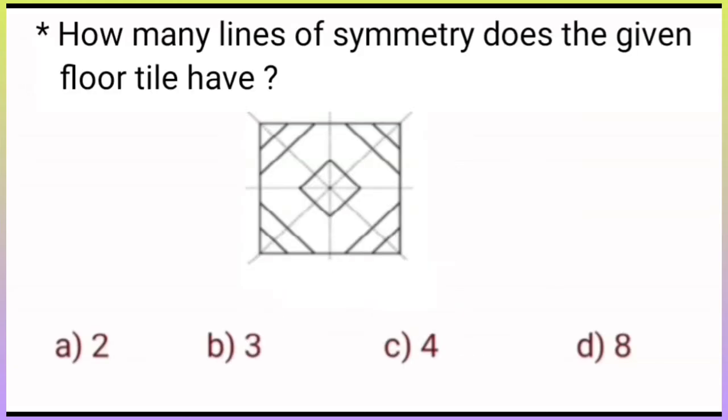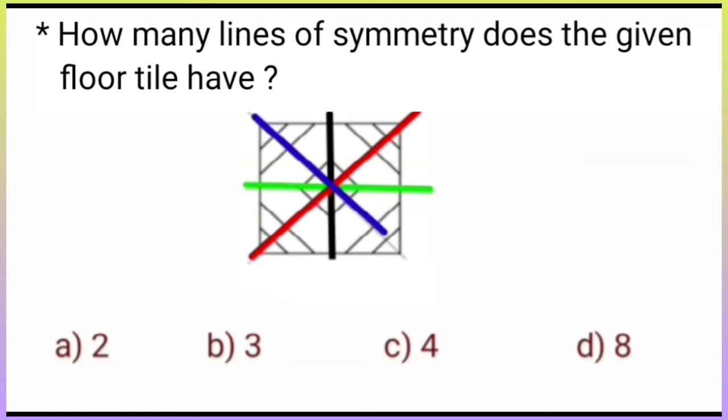Now, the next question is, how many lines of symmetry are there in the given floor tile? Now, let's find the lines of symmetry. Children, lines of symmetry divide any figure into two equal parts. So, let's see how many lines of symmetry there are. First of all, there is 1, then 2, 3 and 4. There are 4 lines of symmetry. That means this floor tile can be divided into two equal parts in 4 ways. So, 4 is the correct answer.